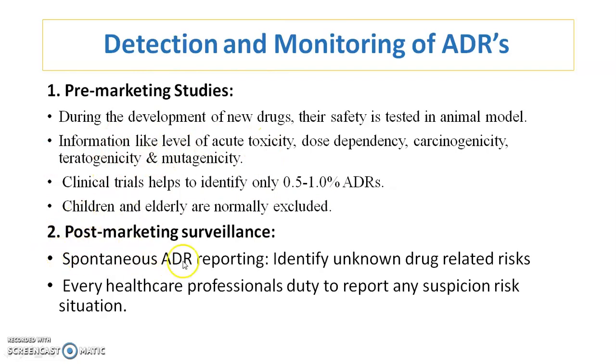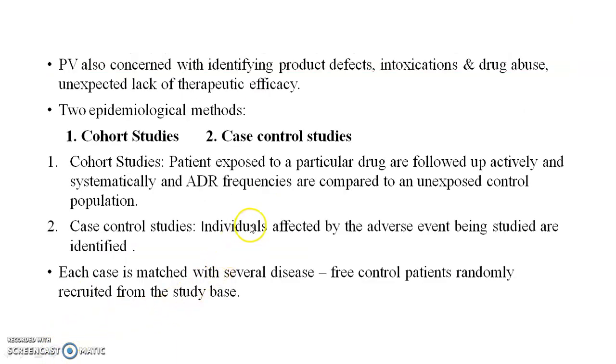Second, during the post-marketing surveillance stage, that is phase 4, spontaneous reporting should be very well established. Spontaneous reporting can be done to identify unknown adverse drug risks and drug-related problems, and it is every health professional's duty to report any suspicious risk situation which they come across in day-to-day routine practice. So the pre-marketing stage does not yield much data, and the post-marketing stage should be very strong to identify unknown adverse drug reactions, or to report known ADRs to the nearest centers.